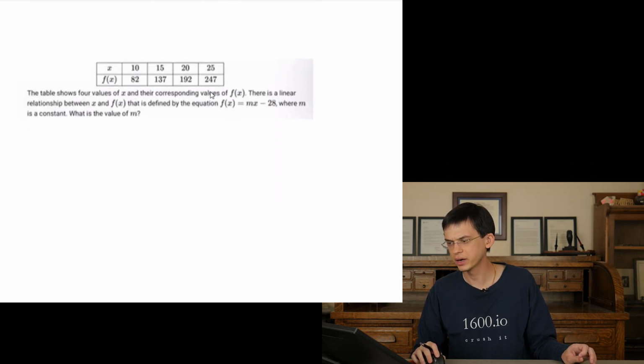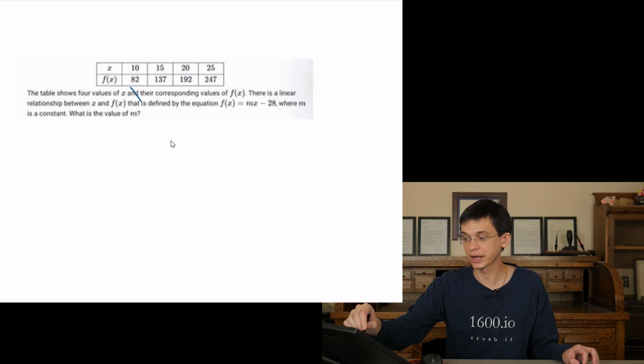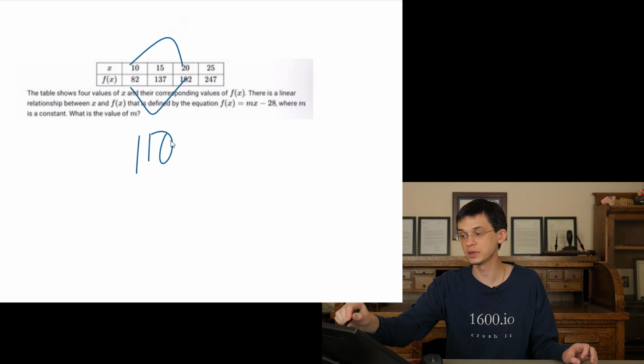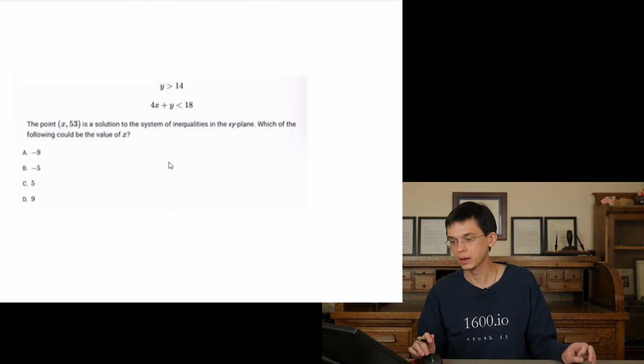We have a table here. It's a line. What is m? M is the slope. Change in y over change in x. Change in y is going to be 110. Change in x from 10 to 20 is going to be 10. 110 divided by 10 is equal to 11. That's the slope.